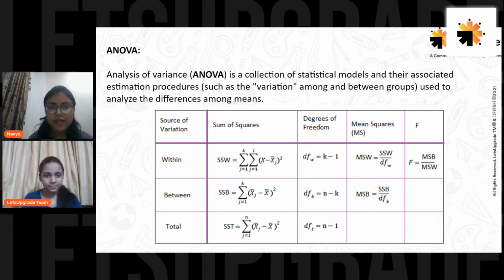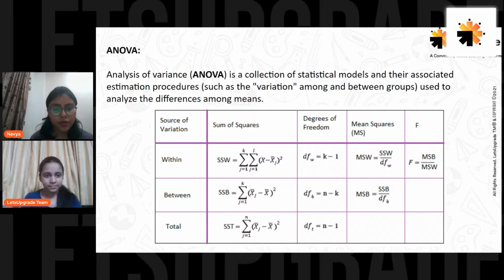Okay, within the sample you are talking about one simple sample. एक sample के अंदर आप variation देख रहे हो. When you're talking about the between the source of variation, that means you're talking about the 2 samples or more samples, and उनके बीच का variation आप calculate कर रहे हो. Okay, now coming to your sum of squares.